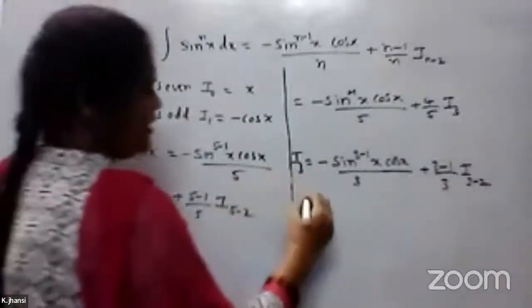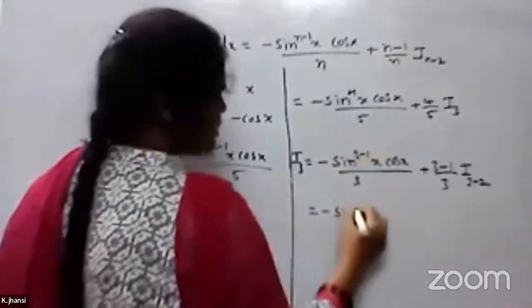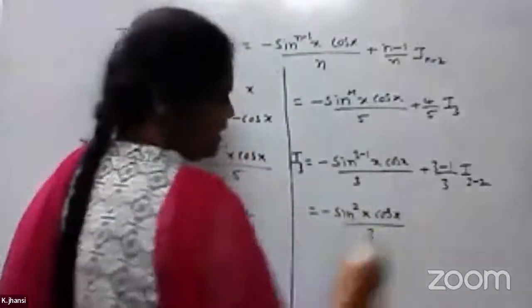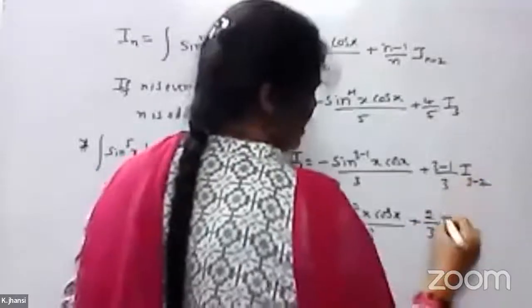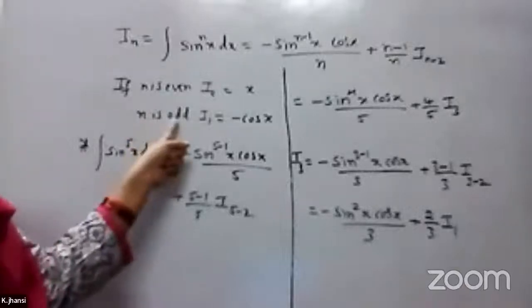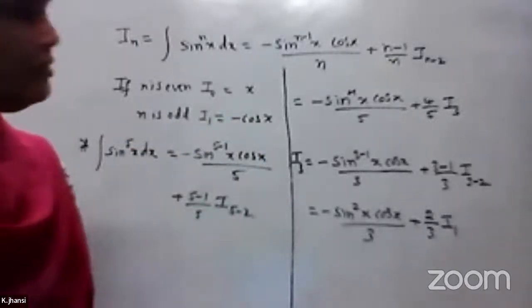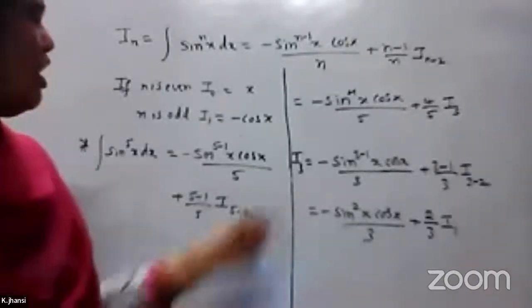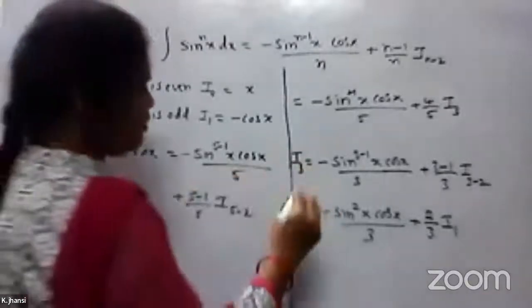Okay. So it is equal to minus sin^2 x cos x by 3 (3 minus 1 is 2), plus 3 minus 1 is 2, 2 by 3 I1. Okay. So before only I have told if n is odd, the I1 value is minus cos x. So these I3 values and also we got here the I5 value. Now if you substitute, combine them, you will get the answer.